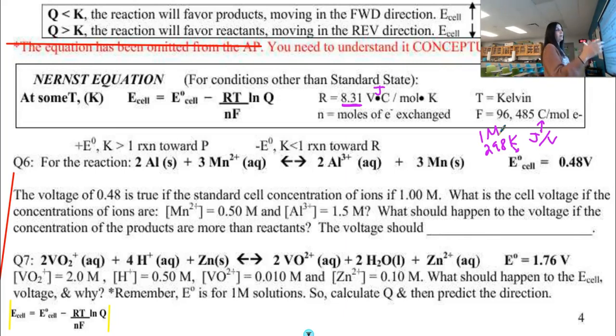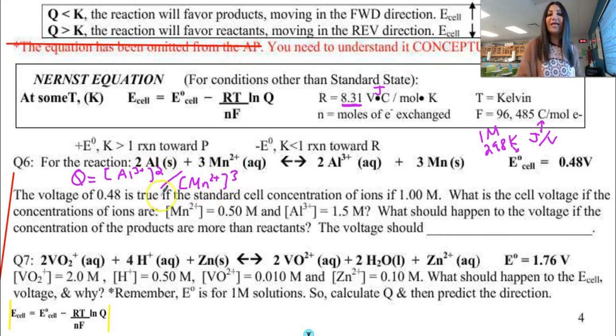So if I did want to write what my Q would be for this reaction, my product is aluminum 3+, raised to the second power divided by my Mn2 plus raised to the third power, okay? So that's it, because then my solids are not actually included in my expression. The voltage of 0.48 is true if the standard cell conditions, like we said, are 1 molar and 298 Kelvin. What is the cell voltage if instead we change the concentration of the Mn2 plus to 0.5 and the aluminum to 1.5? In other words, I'm going to increase my concentration.